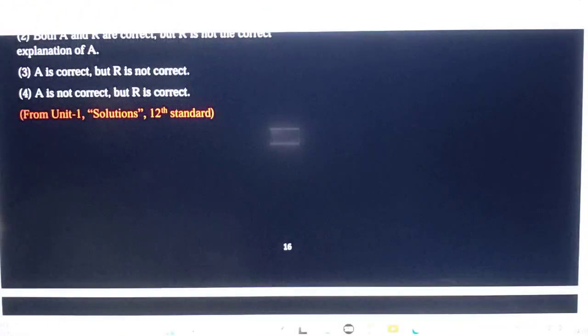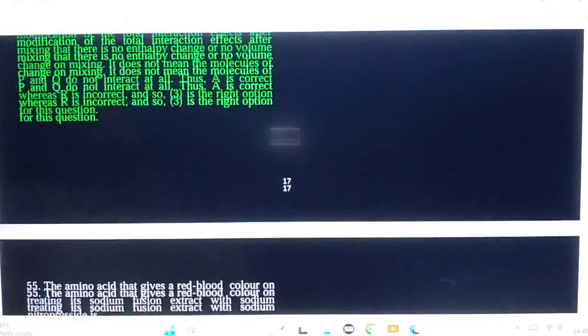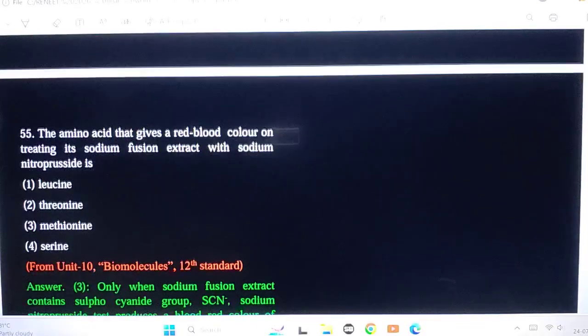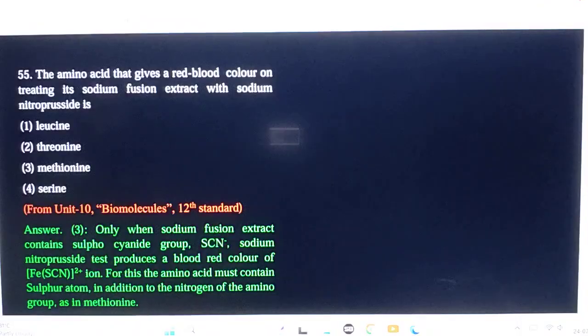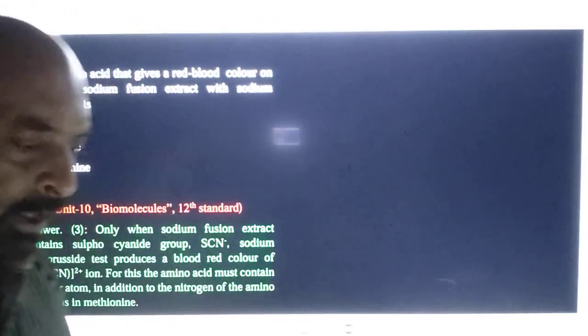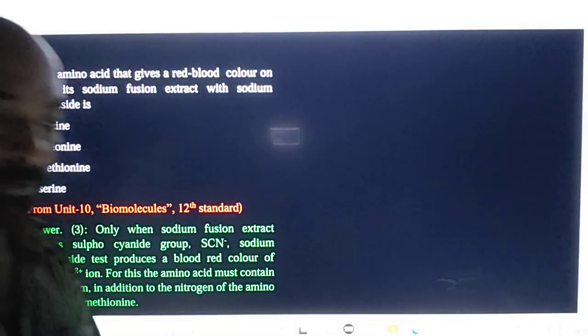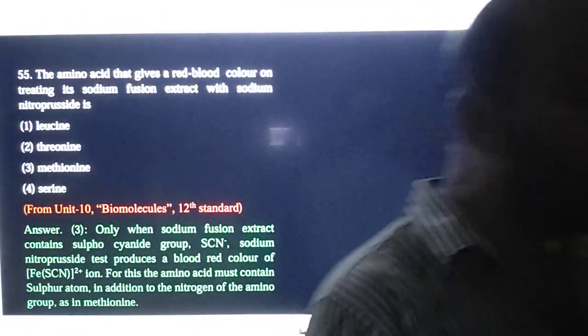Now the next question. The amino acid that gives a red blood color on treating its sodium fusion extract with sodium nitroprusside is. See, the question is from 11th standard: some basic principles of organic chemistry, elemental detection.